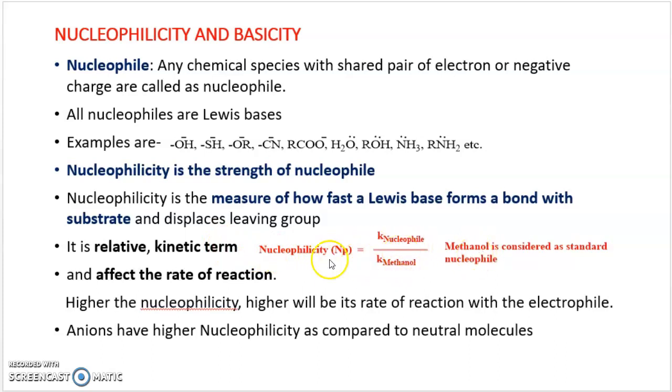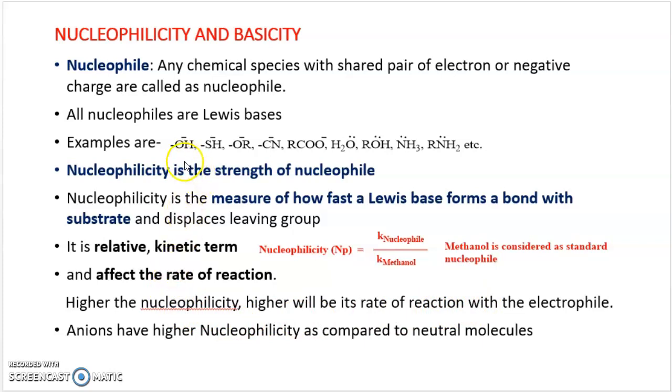This term is also kinetic. Why is it kinetic? Because we are measuring how fast a nucleophile forms a bond with an electrophile, so we are studying the rate. That's why it is a kinetic term. So ultimately, nucleophilicity affects the rate of reaction. If the nucleophilicity of a nucleophile is more, the rate of reaction will be more, and vice versa. Higher the nucleophilicity, higher the rate of reaction.